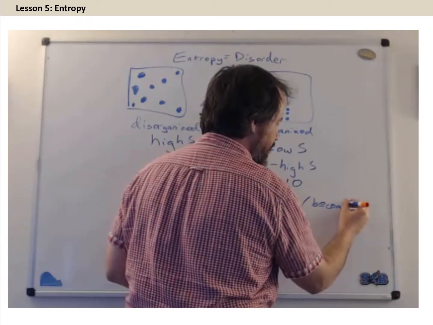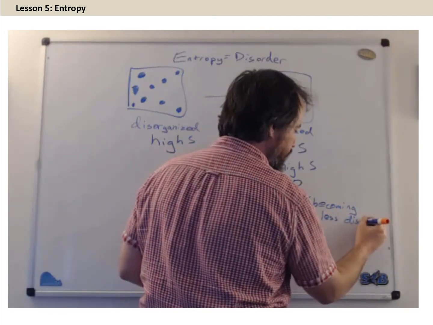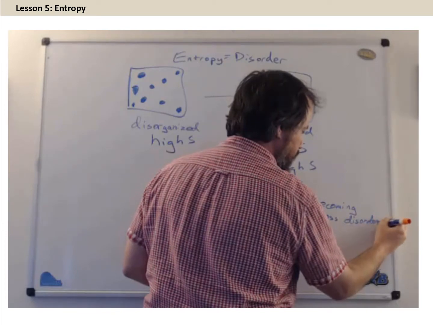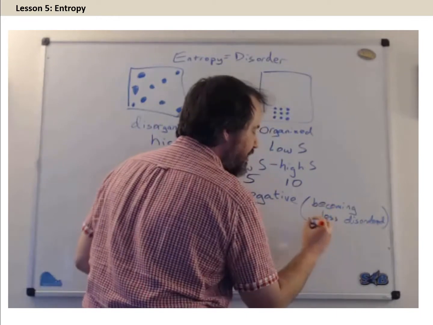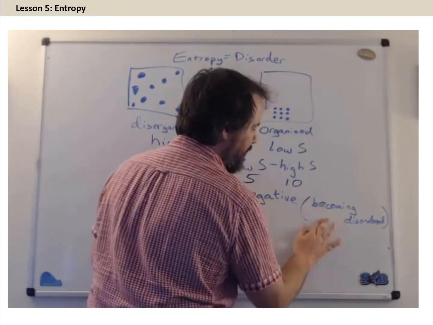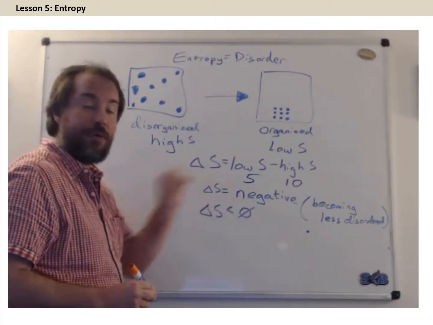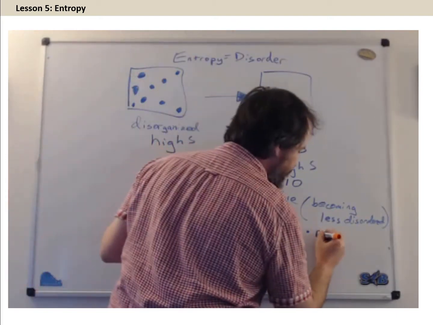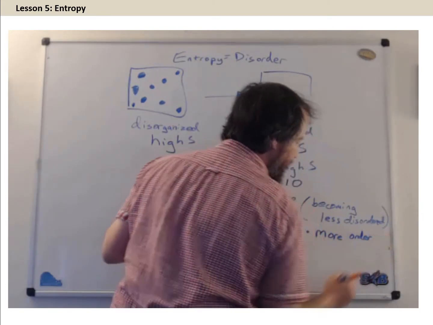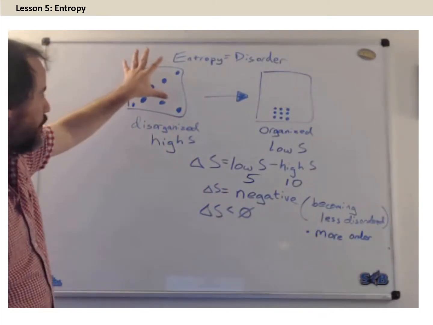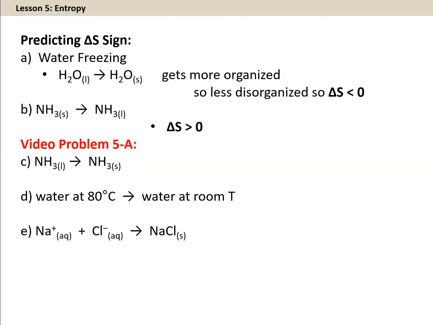Whether we write it as negative or less than 0, what that means is it's becoming less disordered. Hence, delta S is going down. Or another way is it's becoming more organized. It's going to get more order. I'm going from disorder to order. Okay, let's do some problems.